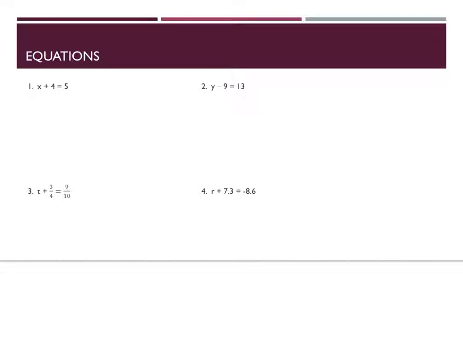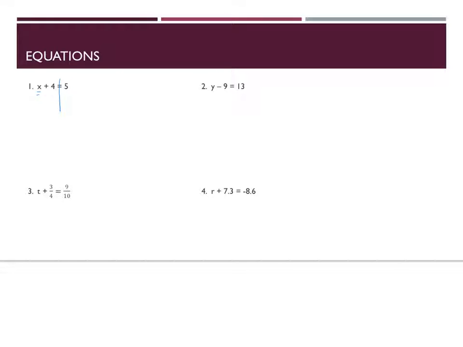To solve an equation, our job is to get the variable on one side of the equal sign by itself. To do that, first we need to locate the equal sign and define what our two sides of the equal sign are. Locate your variable, and then our job is to isolate the variable. We do that by, it's kind of like untying a knot, undoing what's been done to your variable.